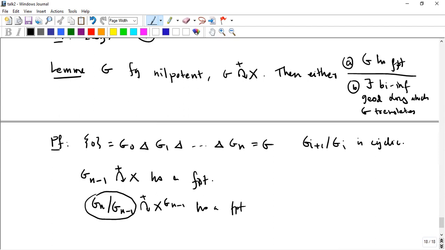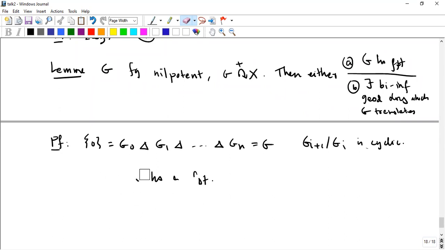Oh, so this quotient need not be finite cyclic. So either it's finite cyclic. If it's finite, then yeah, it has a fixed point. That's the point. Yeah, so I should say it like this. Maybe I should organize the proof like this.